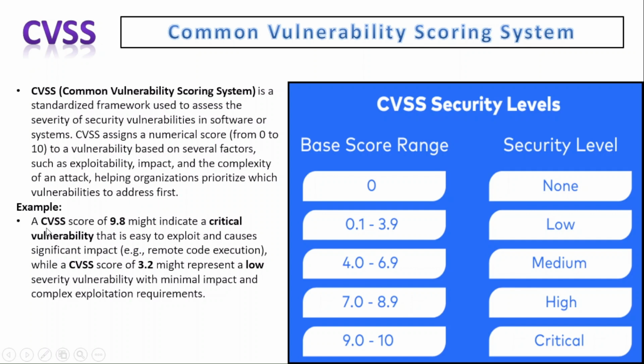For example, a CVSS score of 9.8 might indicate a critical vulnerability that is easy to exploit and causes significant impact, for example, remote code execution, while a CVSS score of 3.2 might represent a low severity vulnerability with minimal impact and complex exploitation requirements.